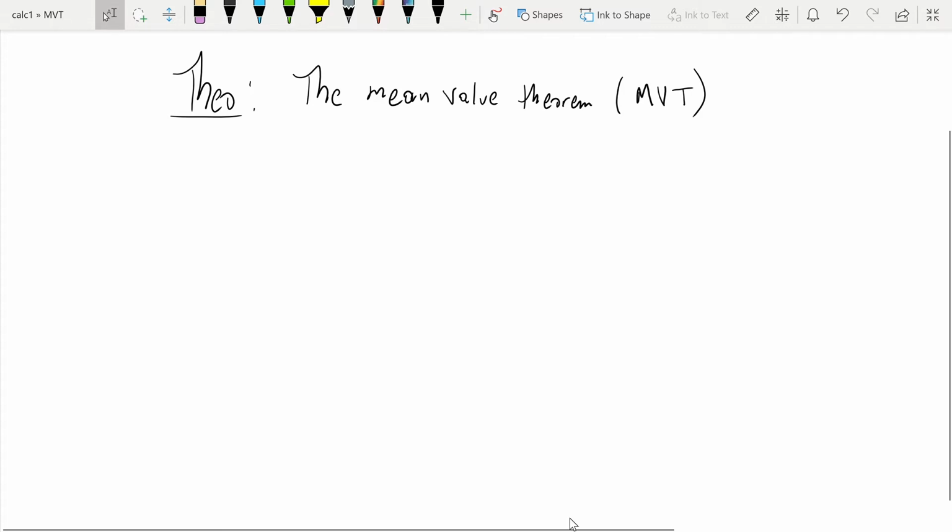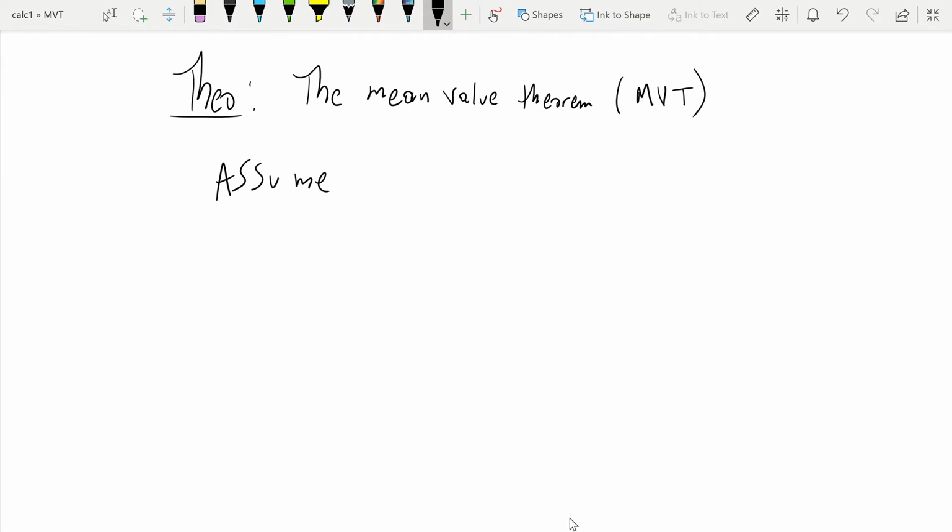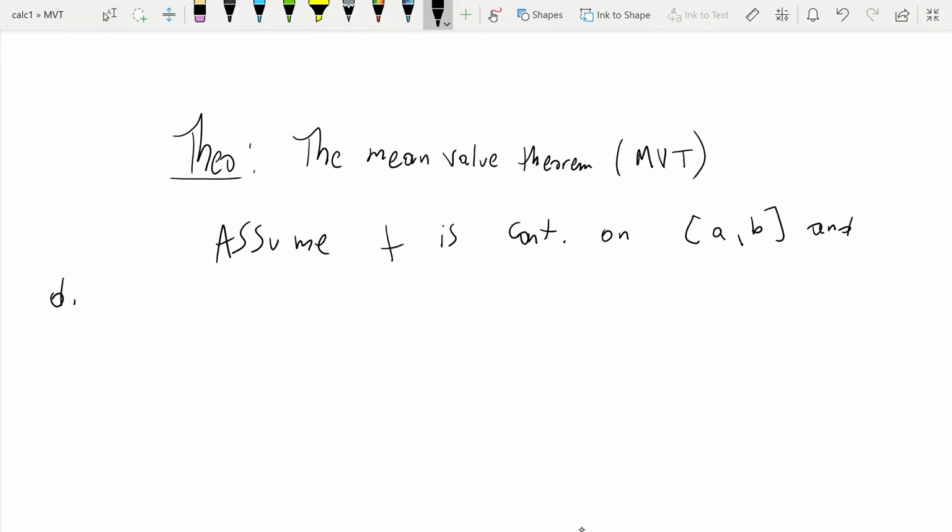So assume f is continuous on some closed interval [a, b] and also differentiable on the interior of said interval.